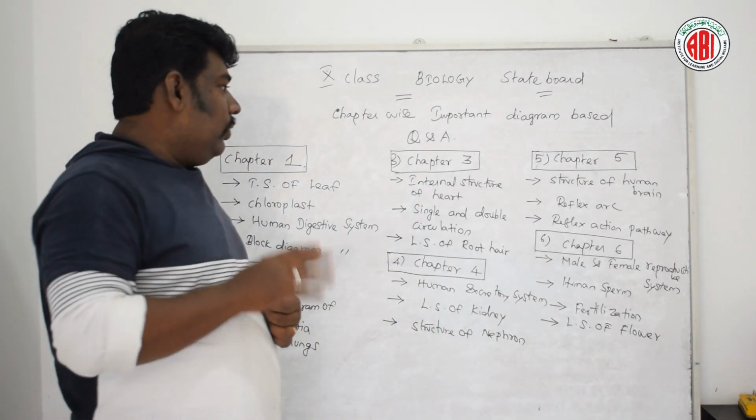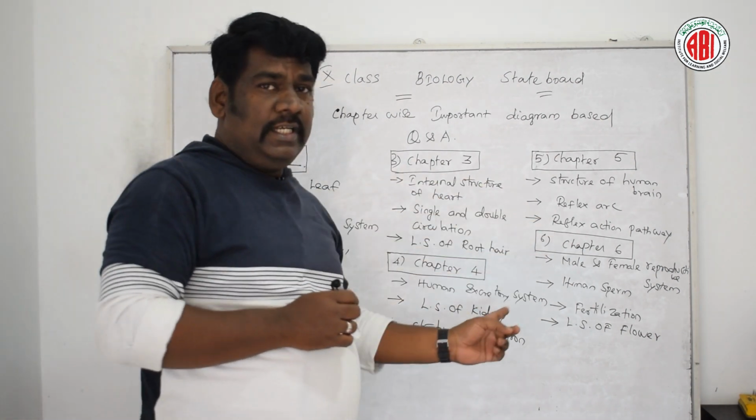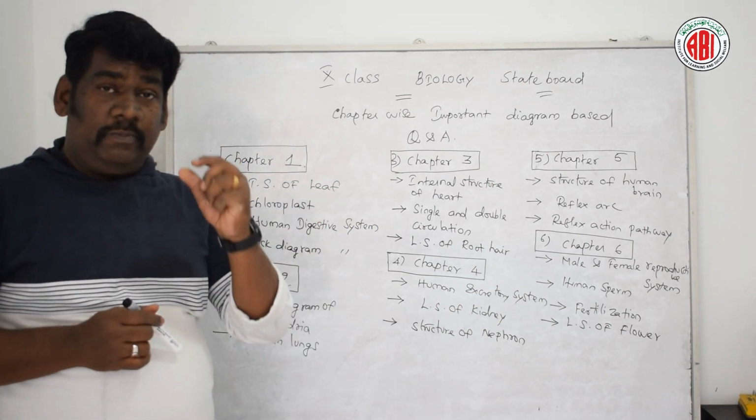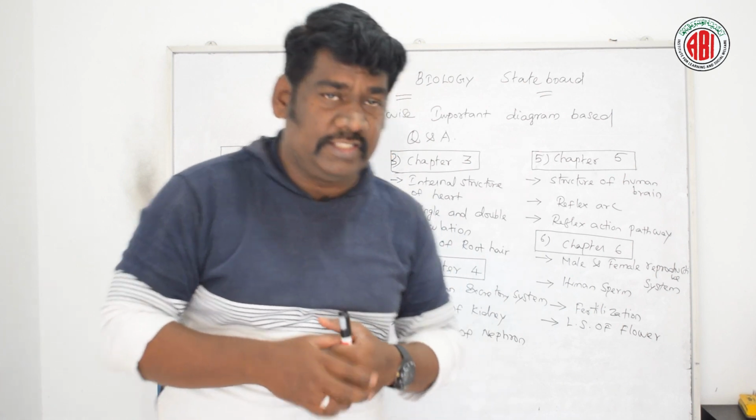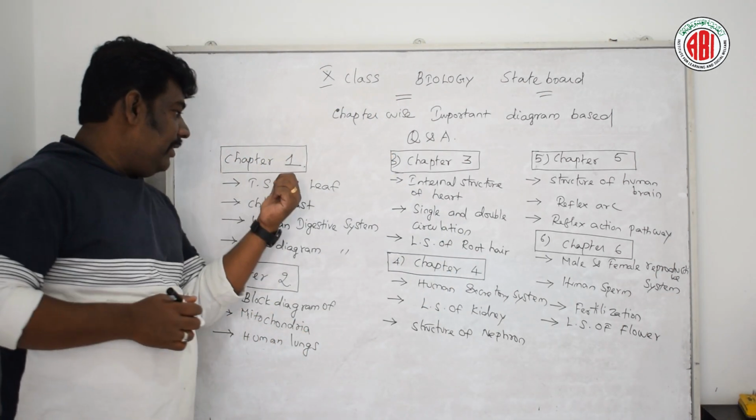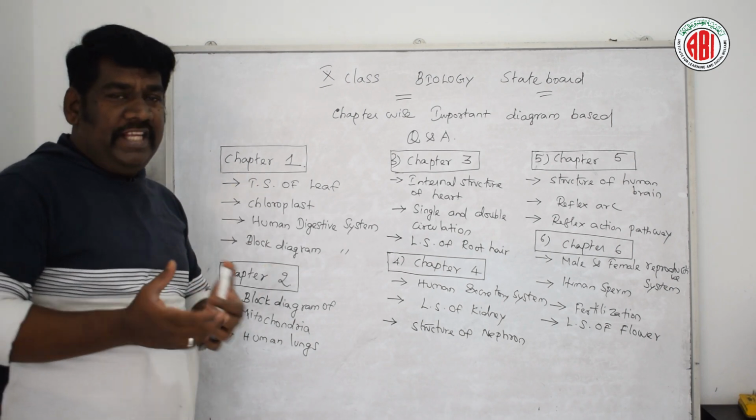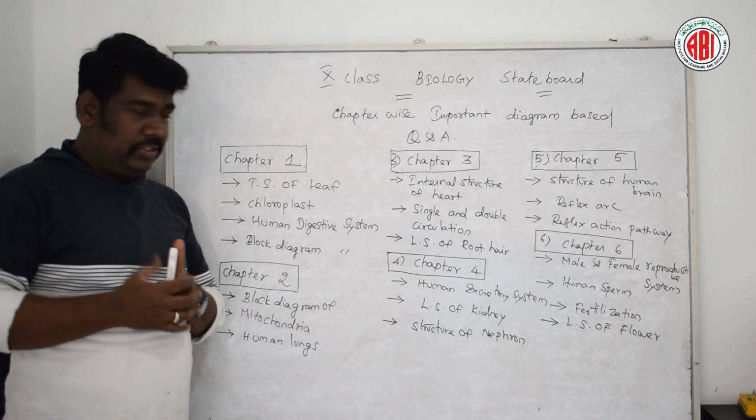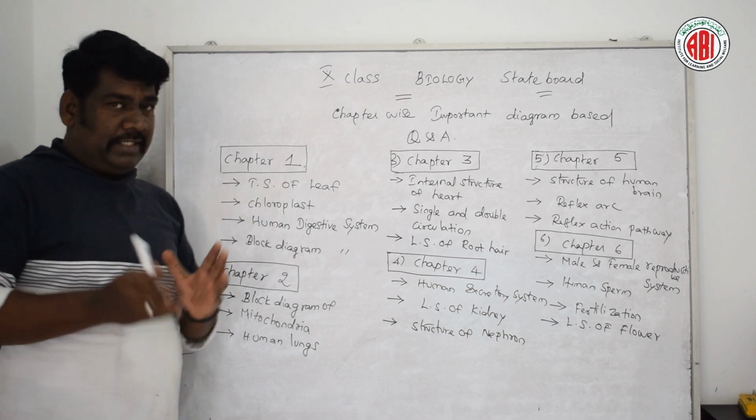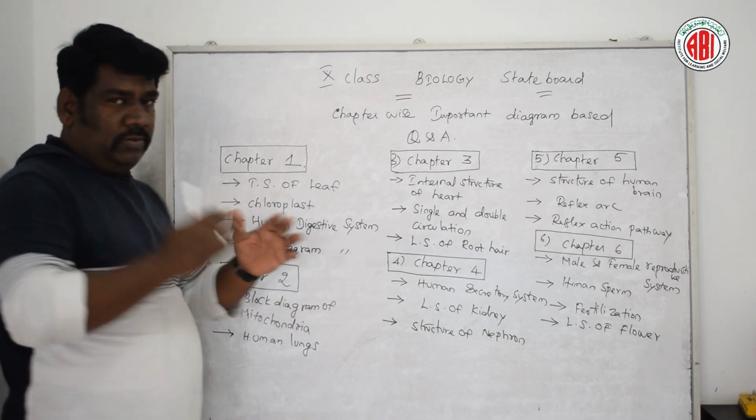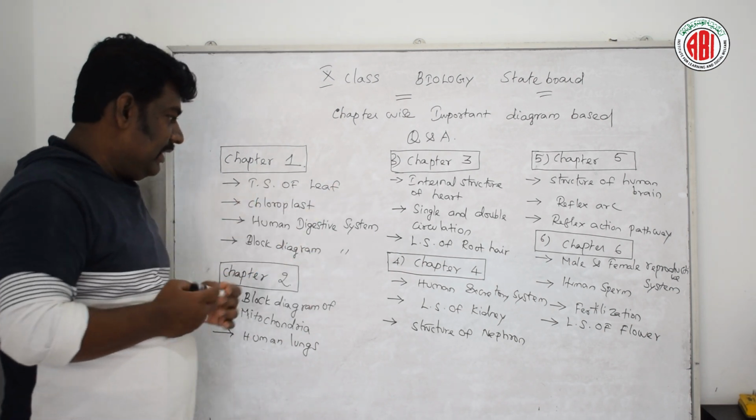Today we are going to discuss only these 6 chapters, and each chapter is very valuable and may include the most important diagram based questions. In that category, in the first chapter, these are the 4 major expected diagram based questions. For example, TS of leaf, that is, transverse section of leaf, and the internal structures of the leaf, which we will discuss in detail.